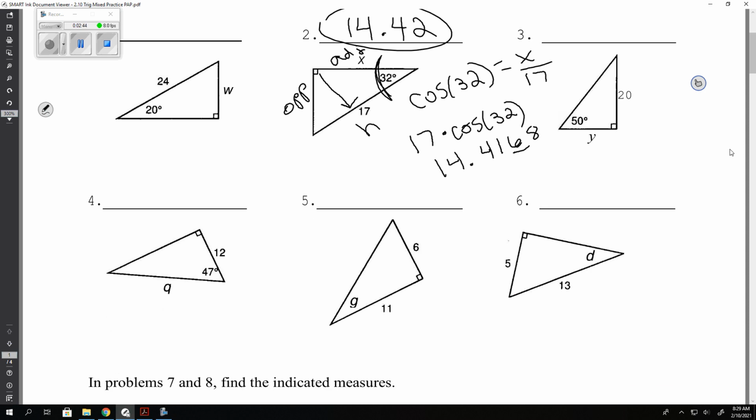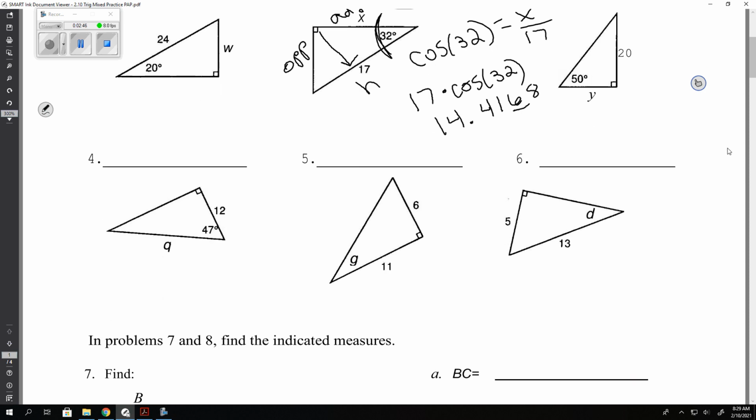Now we're going to do number 5. Because what are we missing on number 5? The angle, and that's what they're asking us to find. So remember when we're doing the angle, we have to use the what? Starts with the I. Inverse, yeah, inverse. Remember the little -1? Okay? So we're going to find the angle here.